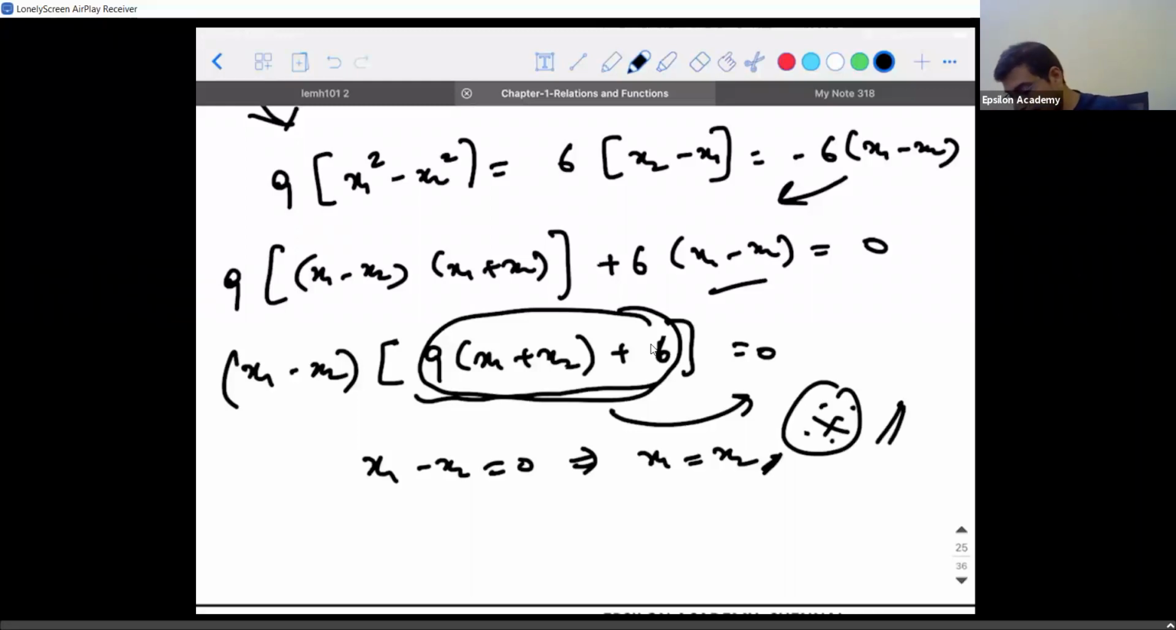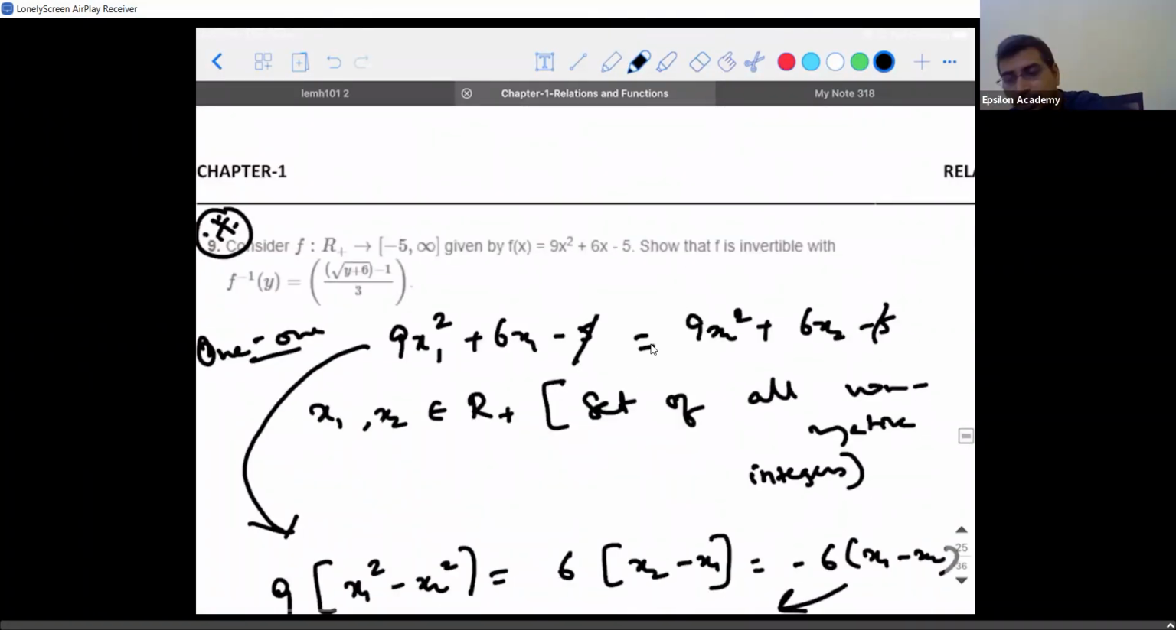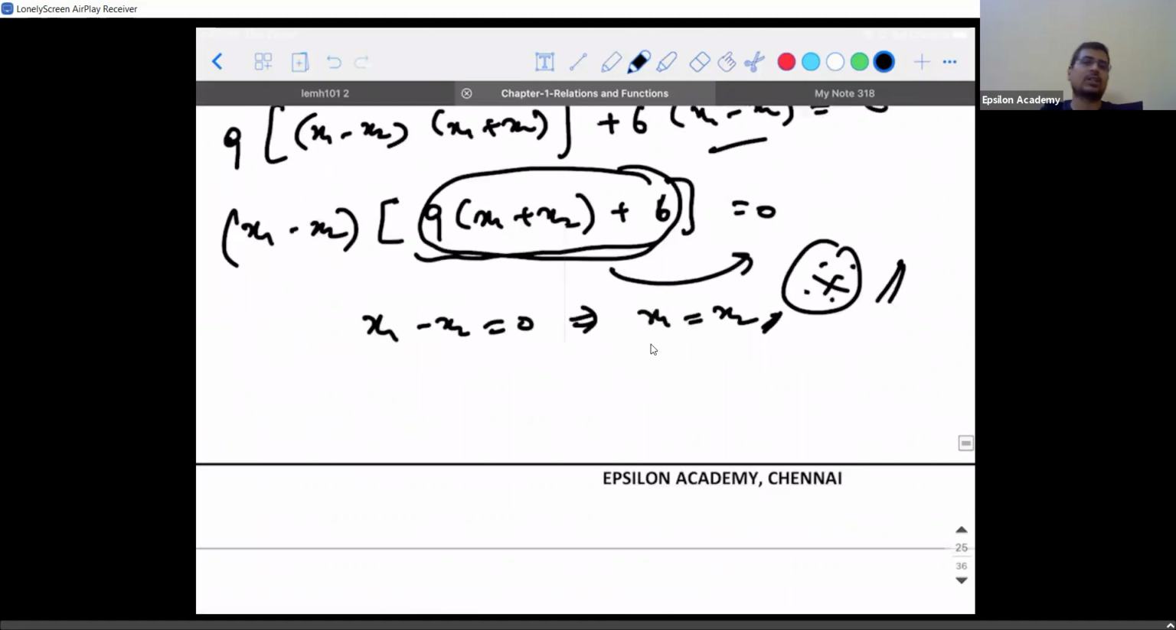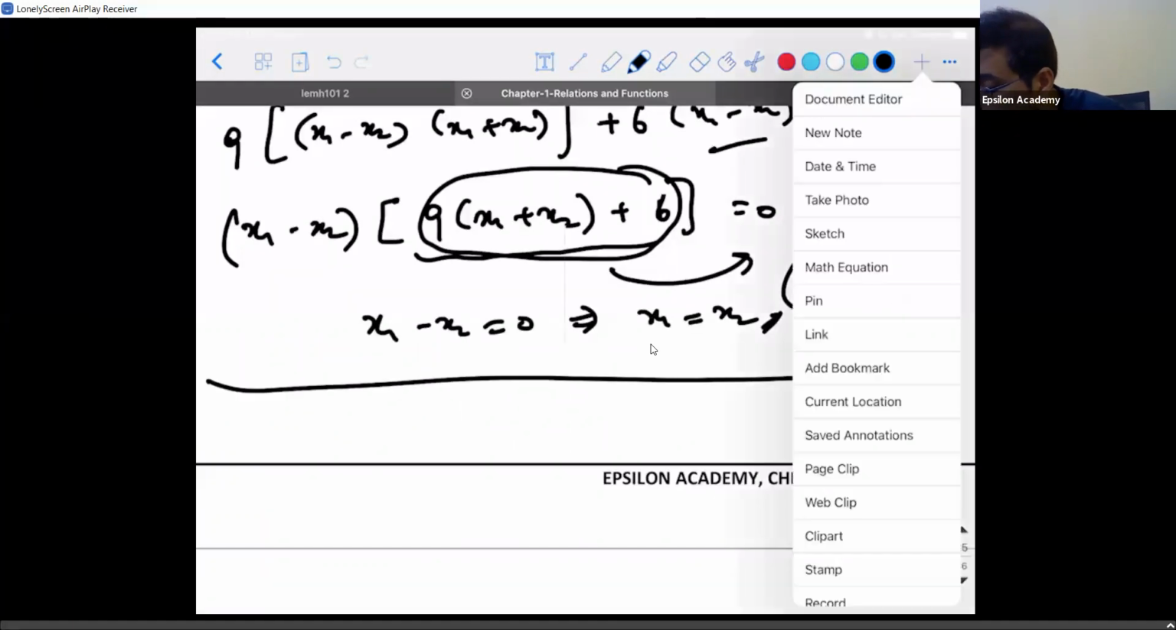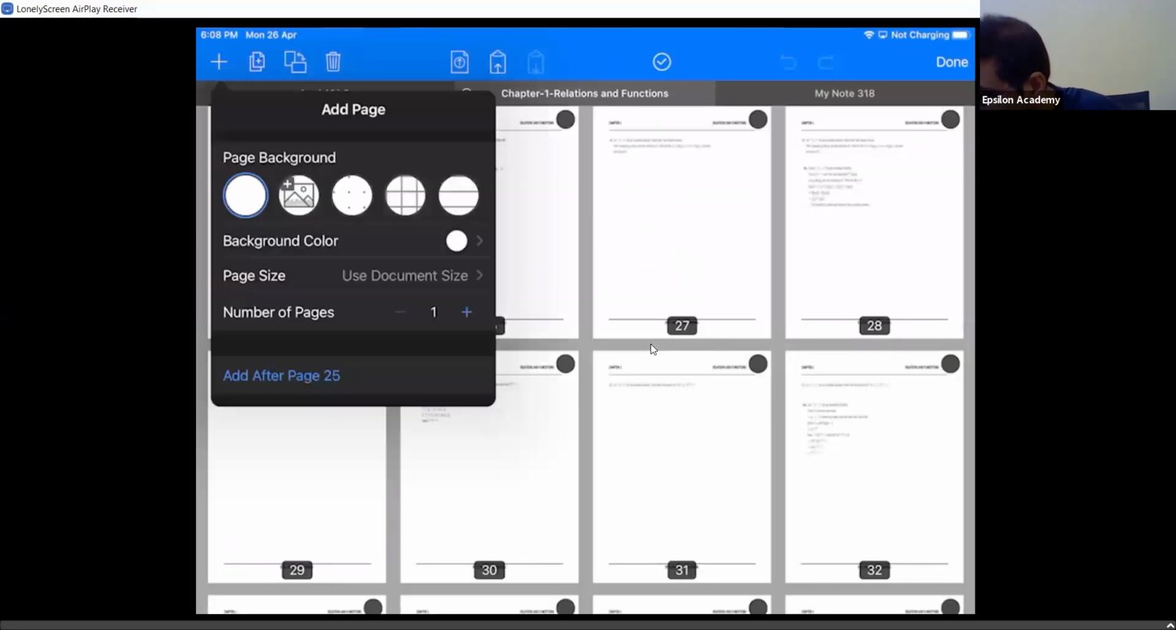But the other value also can be 0 now, sir. It cannot be that. That's what I'm trying to say: 9(x1 + x2) + 6. Tell me any positive values of x1 and x2 that you substitute which will give you 0. Okay, understood. Positive value is defined from R+ to −5 to infinity. Correct? So that's the reason. Now what is the next step? Onto function. Let's do it as onto function.